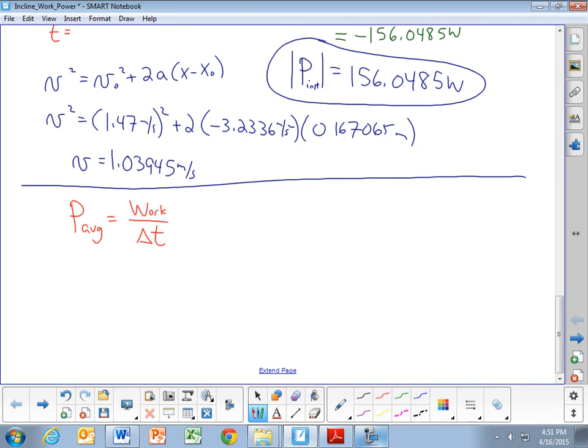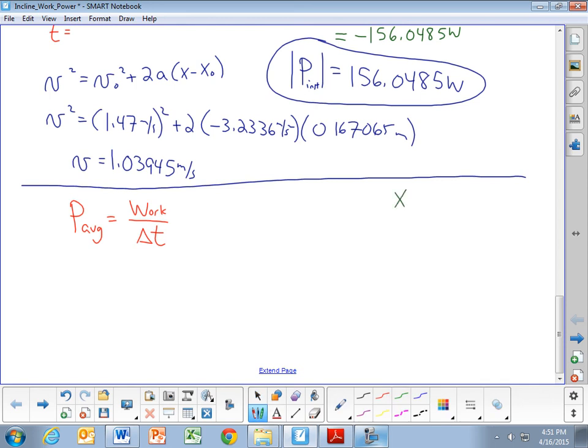So again, instantaneous power is exactly what's happening at one moment in time. It was at the time that it was at the point halfway down when the velocity was exactly 1.039 meters per second. Here, we want the average power. And so we want to look at the overall amount of work done from the beginning to the end by friction only. But we also need to know the time that it takes from the beginning to the end. And so this is, again, one of the reasons why it was important to have the acceleration.